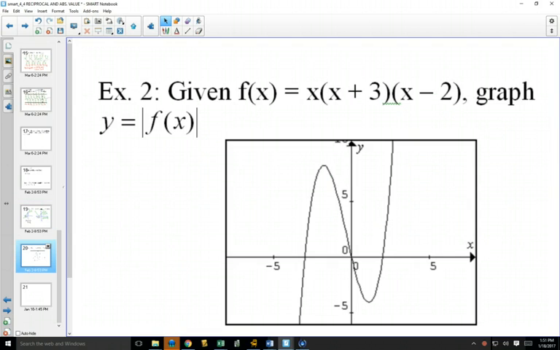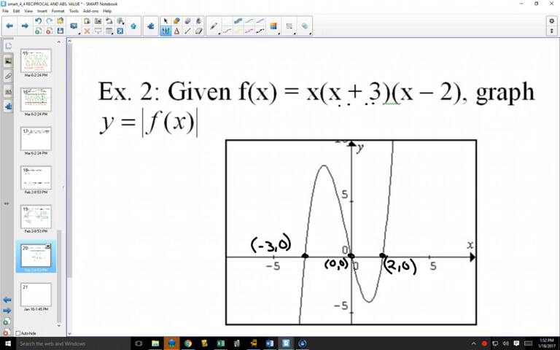Here's our last example. The graph is given to us. The graph of x times x plus 3 times x minus 2. So can someone tell me the coordinates of these 3 points? 0, 0. Good. How did you know that it was at negative 3? Right, because of this x plus 3. So negative 3 is our x-intercept. And this one will be 2 comma 0.